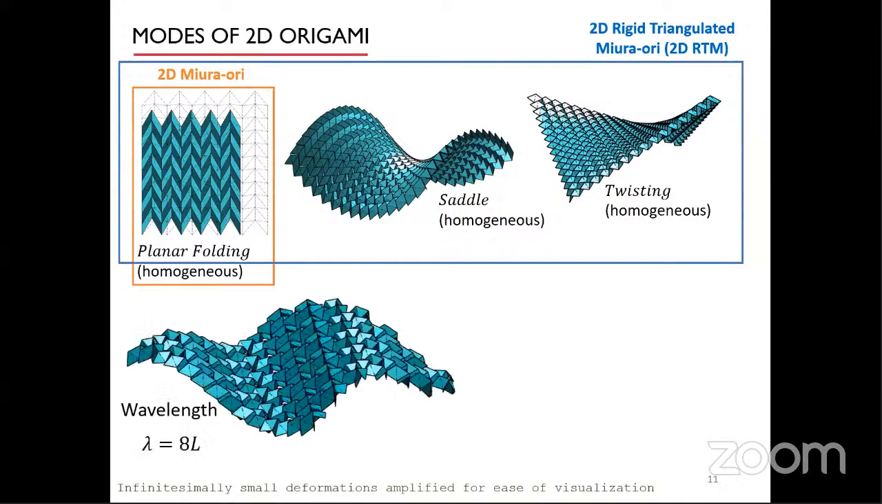But now, in addition to all the homogeneous modes, we see a 2D origami sheet exhibiting a wavy or inhomogeneous deformation mode with a finite periodicity or wavelength. How is this made possible?